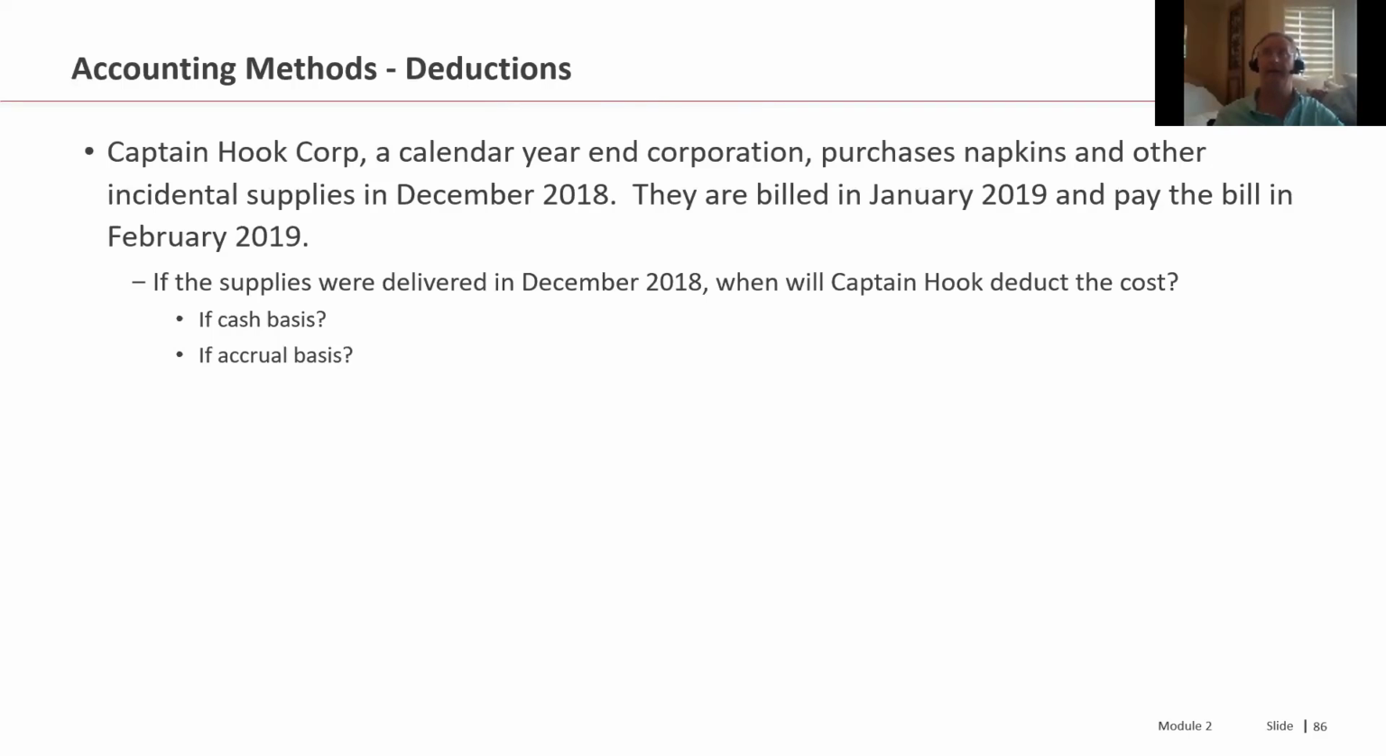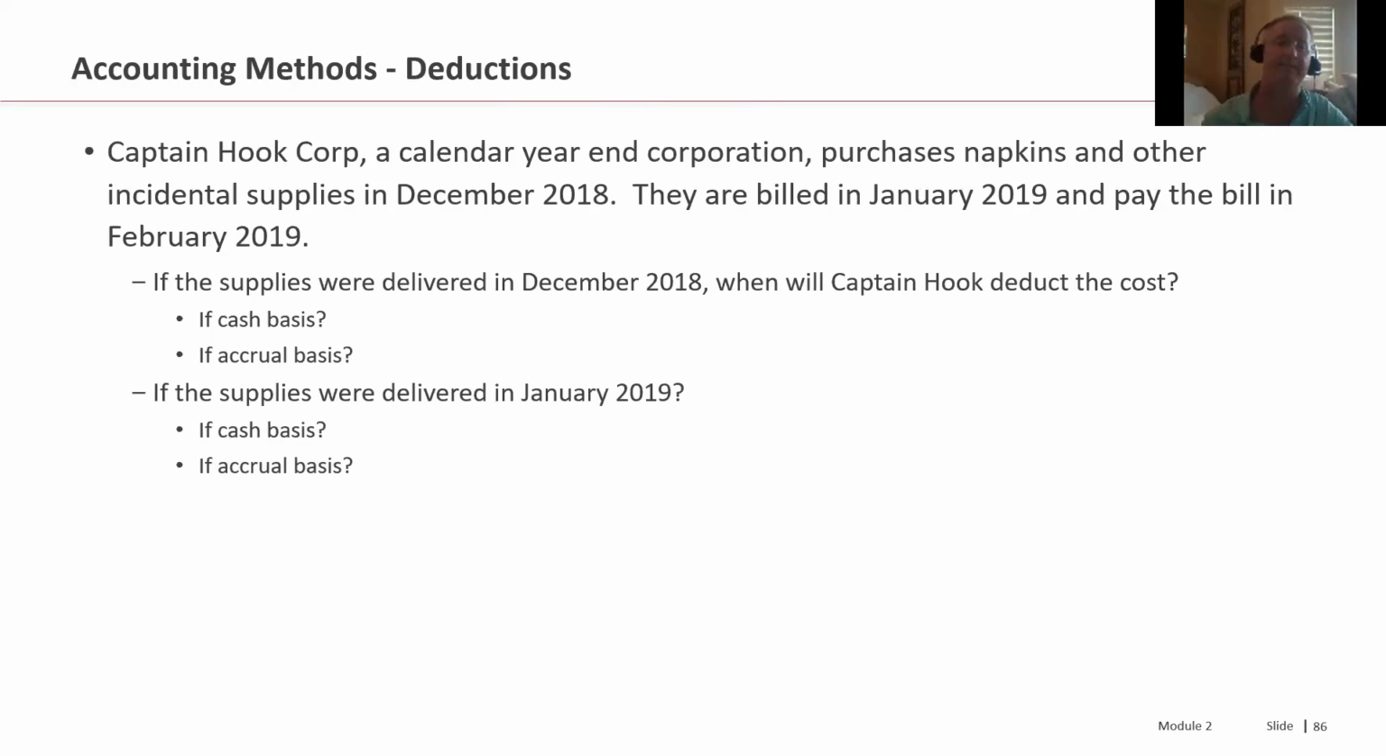It's an expenditure for goods being supplied to me as the taxpayer. So when does economic performance occur? When the goods are provided to me. When did that occur? December. An accrual-based taxpayer deducts this in December, even though they don't pay for it until February. That's just accrual-based accounting. Okay, what if the supplies instead had been delivered in January of 2019?